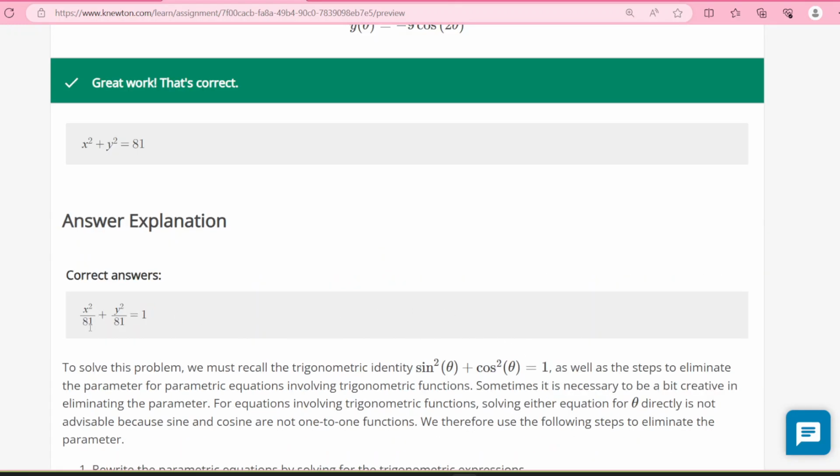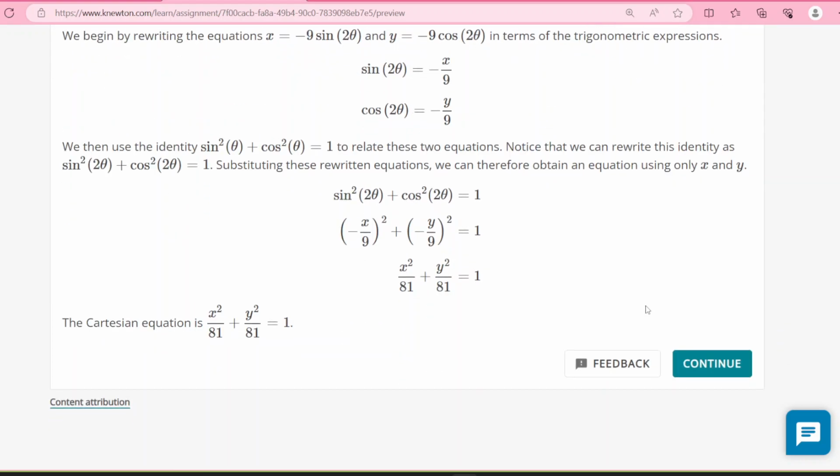Great. Now they have x squared over 81 plus y squared over 81 equals 1 like I had earlier, but they're the same equation. All right. So that's how you would eliminate parameters when sine and cosine are involved. Again, we might see some other problems where you just have to make a substitution from one equation into the other to replace the parameter.